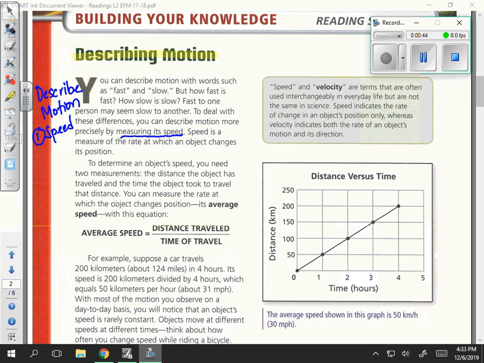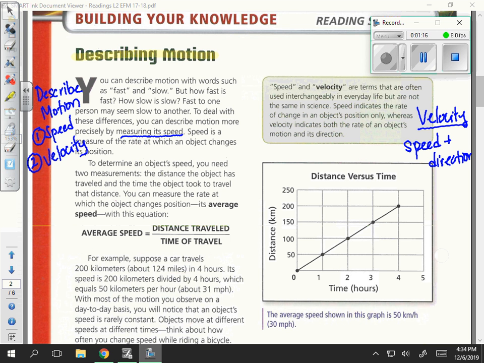Let's pop over to the yellow box here and see what they have to say. Speed and velocity are terms that are often used interchangeably in everyday life, but are not the same in science. Speed indicates the rate of change in an object's position only, whereas velocity indicates both the rate of an object's motion and its direction. So in that paragraph, they're actually telling you a second way that you can describe motion, and that's through velocity, describing an object's velocity.